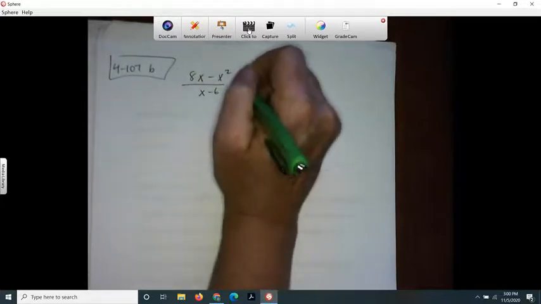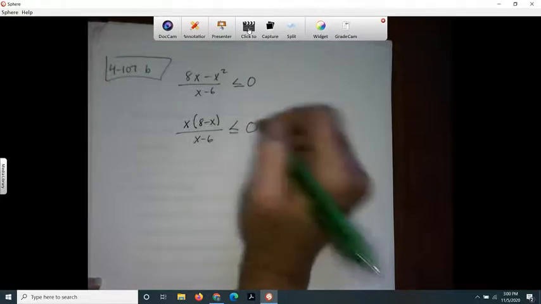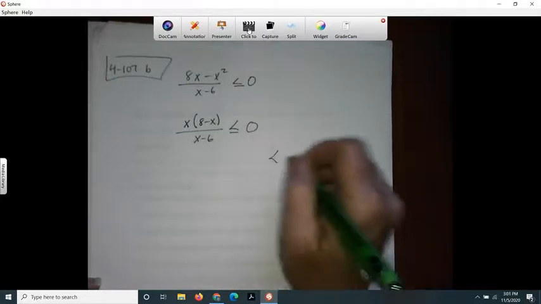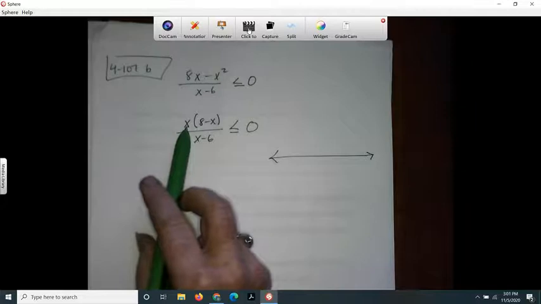So I've got 8x minus x squared over x minus 6. This time we're looking for less than or equal to 0. So we want to factor so we can get our split points. I see that I can take an x out. I'll make a little number line somewhere on my paper. So I see that I'm going to have zeros. Whenever x is 0, we're going to cross this axis. So that's going to be a split point.